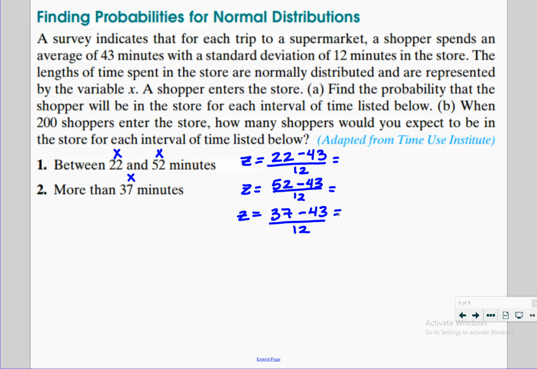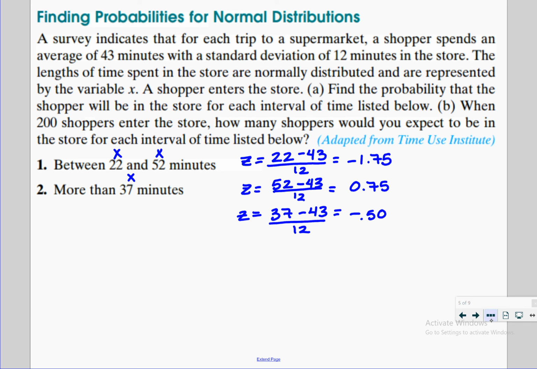So 22 minus 43 over 12. For the first one, I get a z-score of negative 1.75. 52 minus 43 over 12 gives me positive 0.75. And my last one gives me negative 0.5, or if you want those 2 decimal places, negative 0.50.